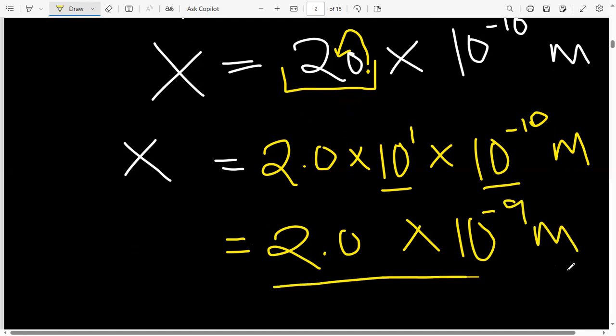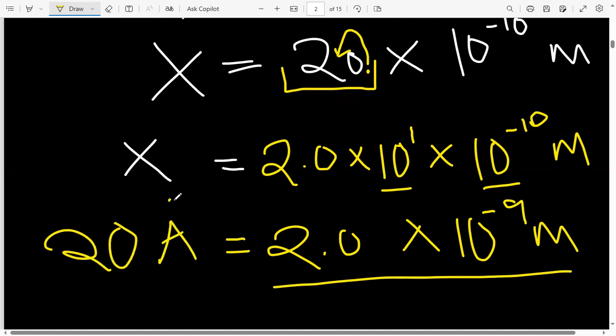Okay, so this 20 angstrom that we had, if we convert to meters, it's the same as that number that we are seeing there, the 2.0 multiplied by 10 to the power minus 9 meters. Okay, so any questions there, guys, before I move to the next question? Okay, let's just look at the next question.